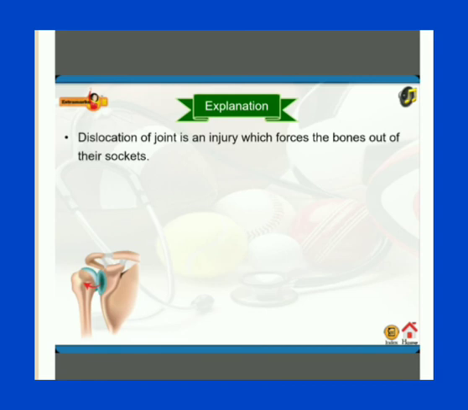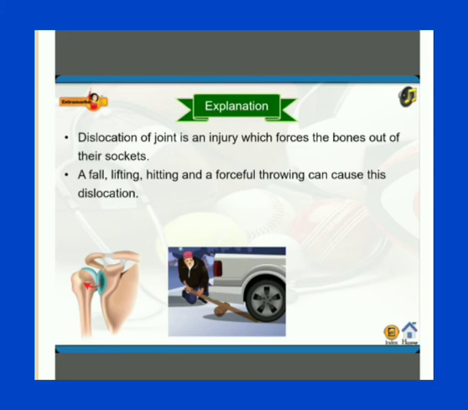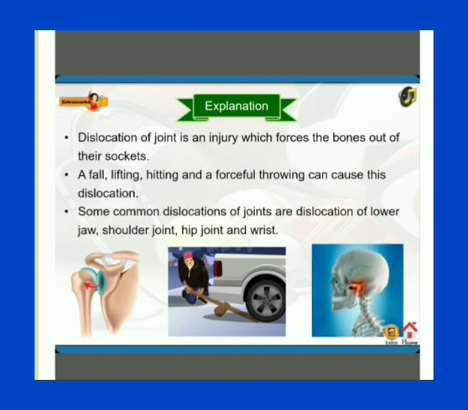Explanation. Dislocation of joint is an injury which forces the bones out of their sockets. A fall, lifting, hitting and a forceful throw can cause this dislocation. Some common dislocations of joints are dislocation of the lower jaw, shoulder joint, hip joint and wrist.